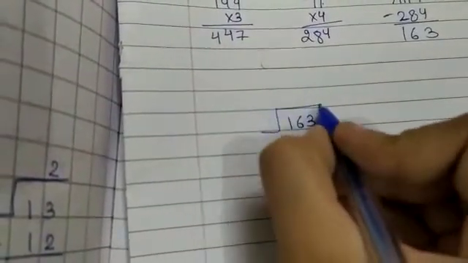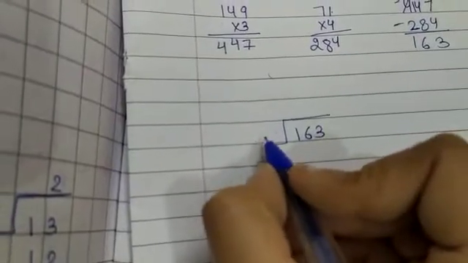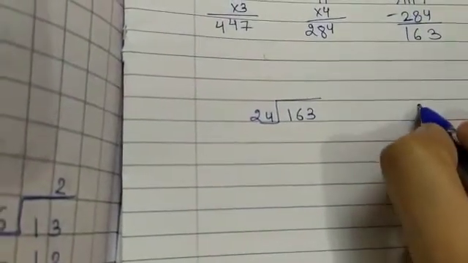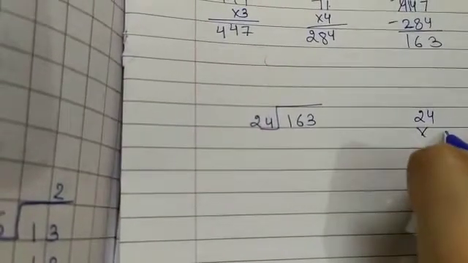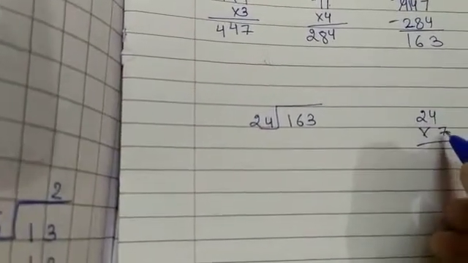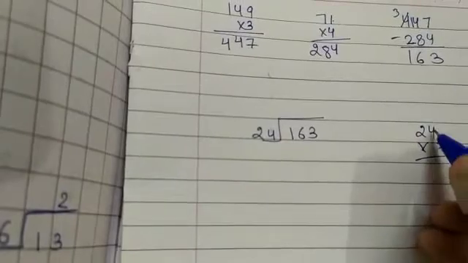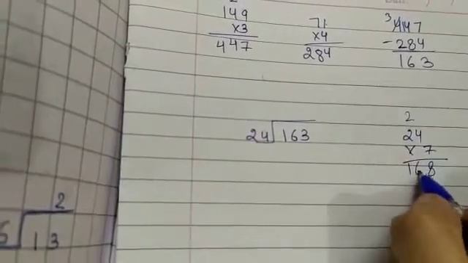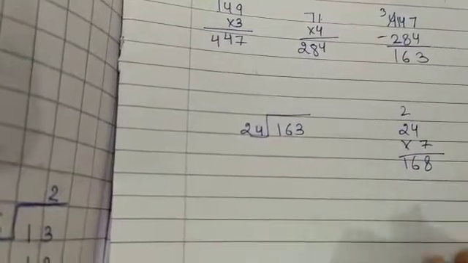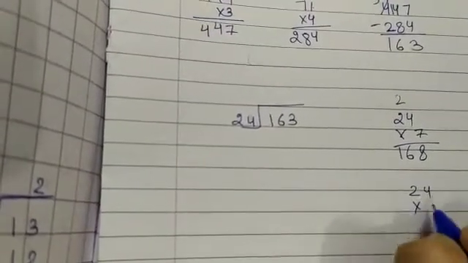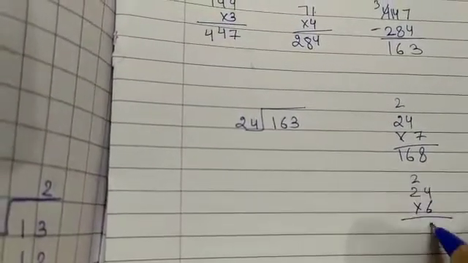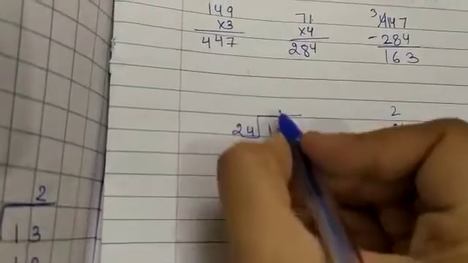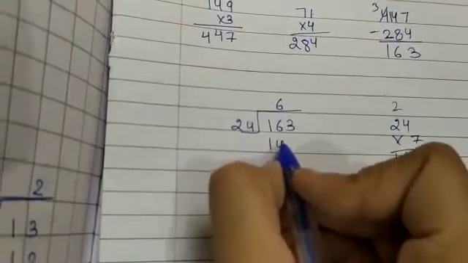So we'll divide 163 by 24. So 24 multiplied by 7. 7 1s are 7, 7 2s are 14, 7 3s are 21, and 7 4s are 28. 7 2s are 14, 15, 16. So 168 is bigger than 163. So we'll take 24 into 6. 6 4s are 24, 6 2s are 12, 13, 14. So 24 6s are 144.